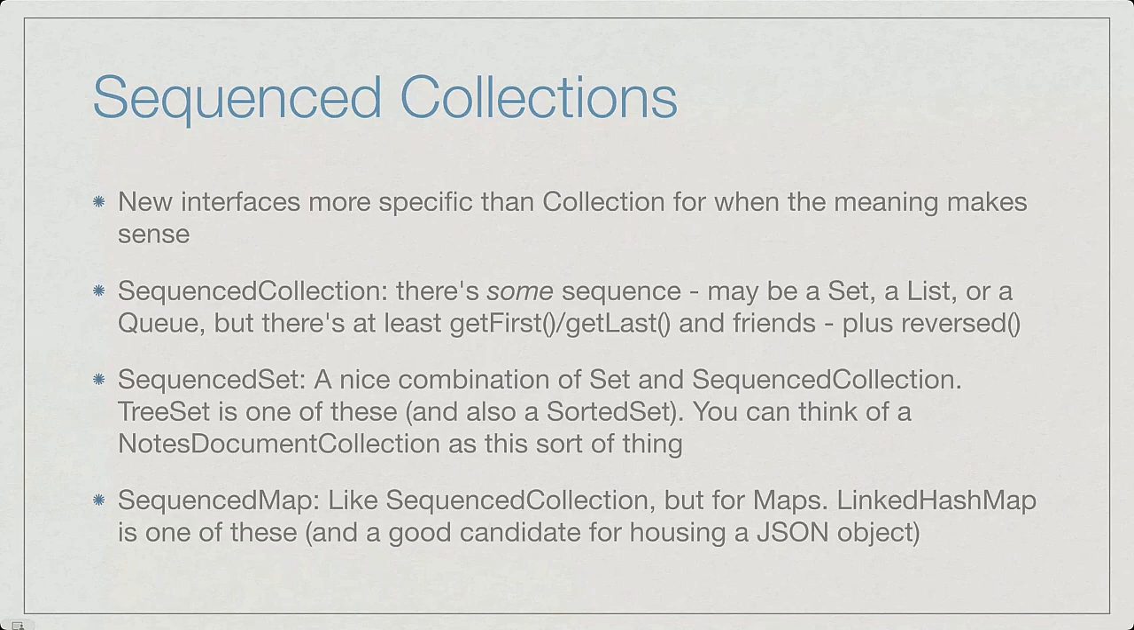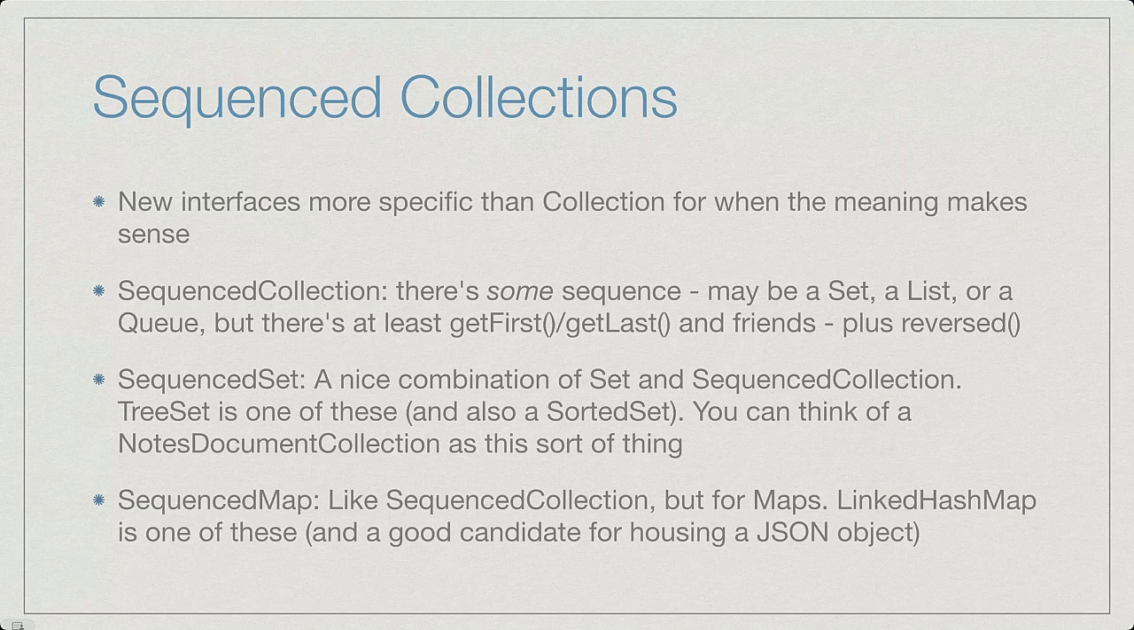So you can think of notes document collection as this sort of thing. So obviously, notes.jar does not implement anything newer than 1990, but if it did, document collection could implement this because a document collection does have an internal order. It might be sorted because you got it from a view, it might not be, but it does have an internal order, but it is also a set because an ID can only exist in there once. So you can think of it that way as an example.